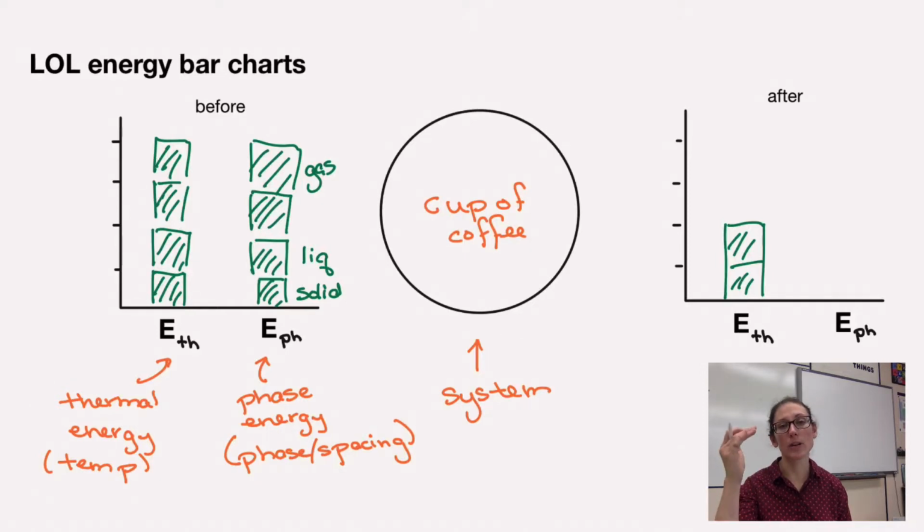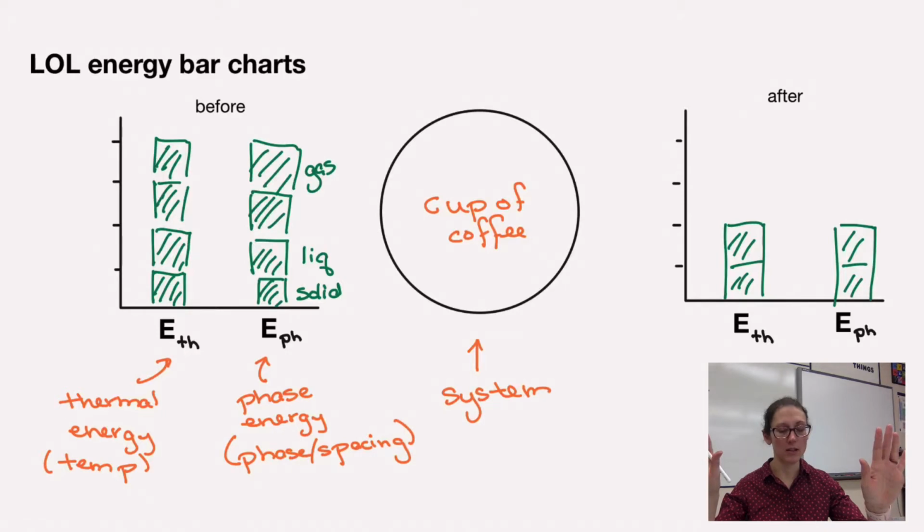And maybe we're also going to cause it to condense. So it went from a gas to a liquid, and that means you'd only have 2 blocks worth of phase energy when you were done. So what we can see with this LOL chart is where you started and where you ended. At the beginning there were 8 blocks of energy, and at the end there's only 4. That means the system must have lost 4 blocks of energy.